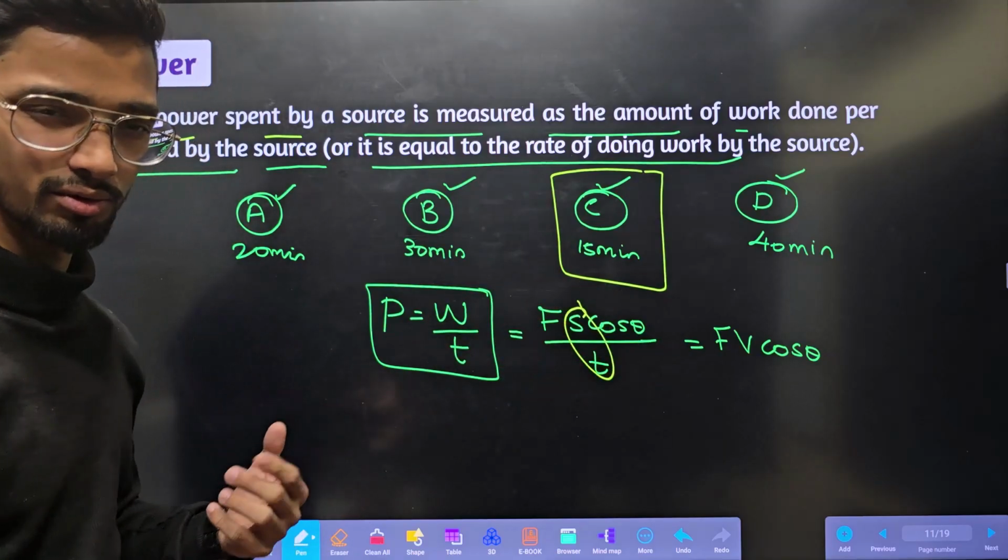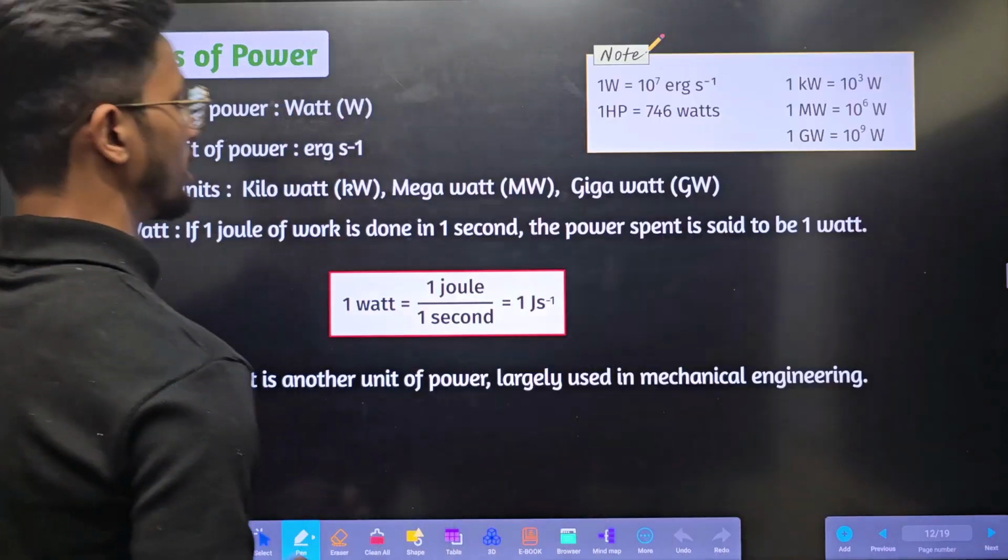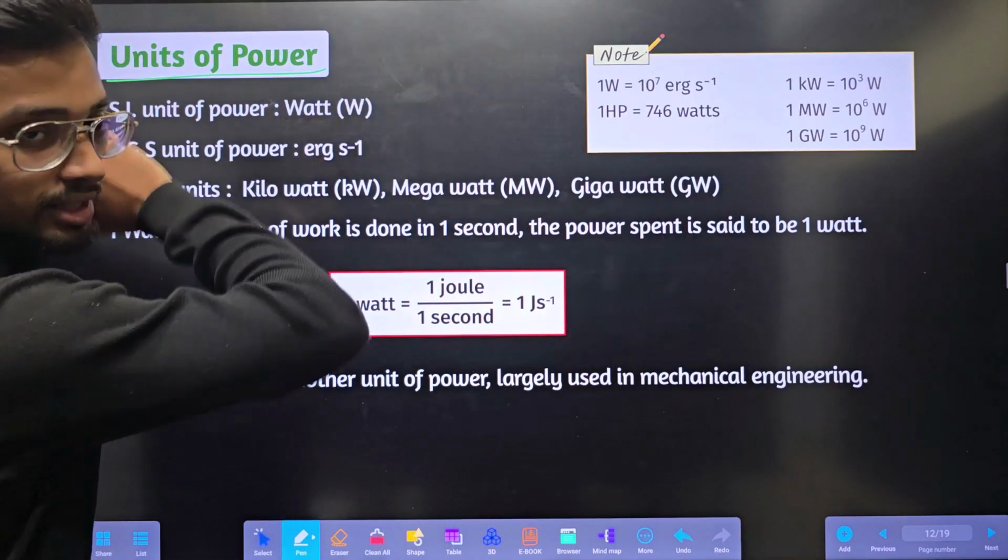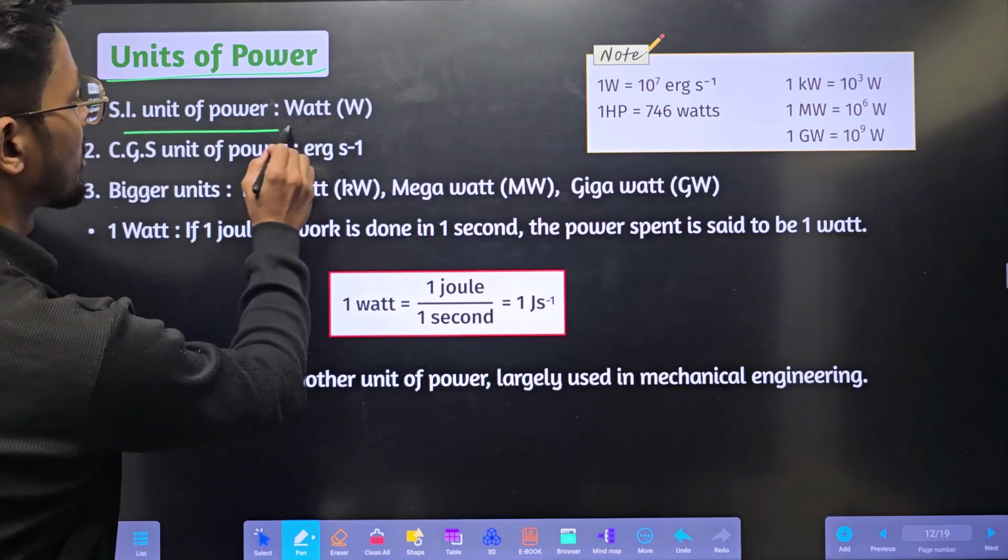Easy? Let's move to the next part, that is units of power. What is the SI unit of power? Watt.